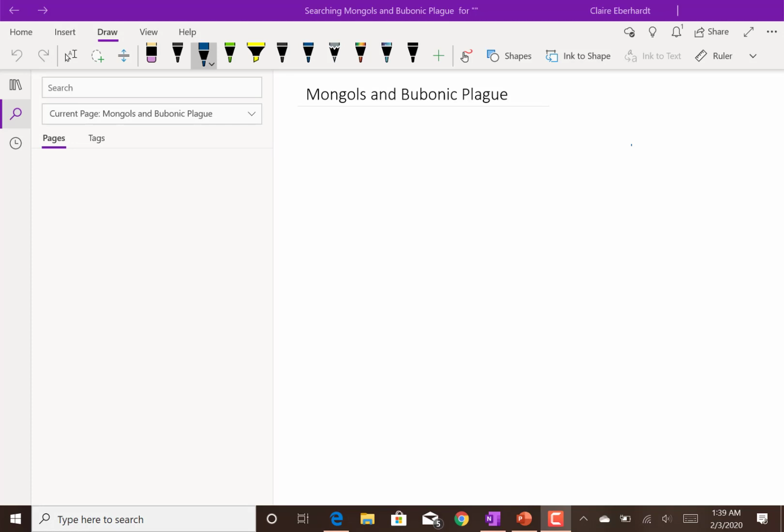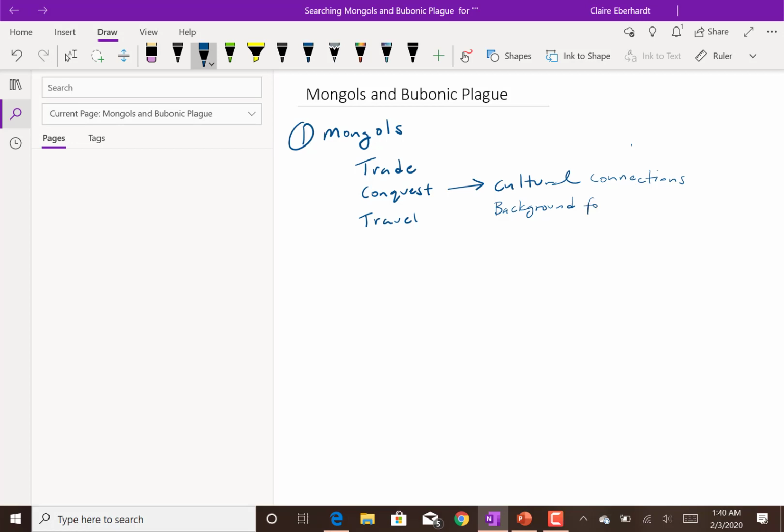So in order to understand and get to the bubonic plague, you have to first look at the Mongols. So we're going to start there with the Mongols and look at a little bit of their background, and understanding with that you have these three aspects of trade, conquest, and travel, all which create cultural connections, as well as the background for the spread of disease.